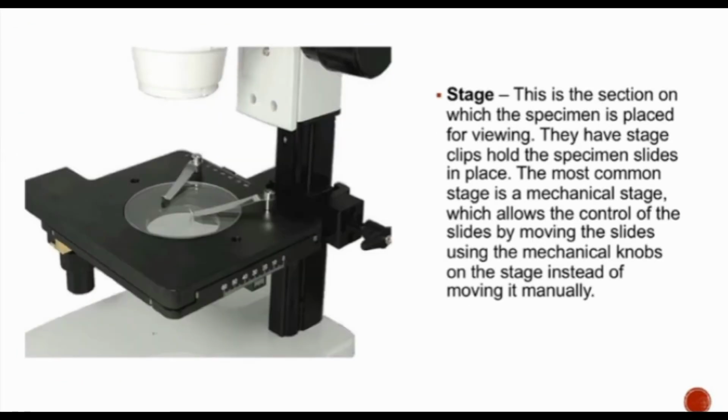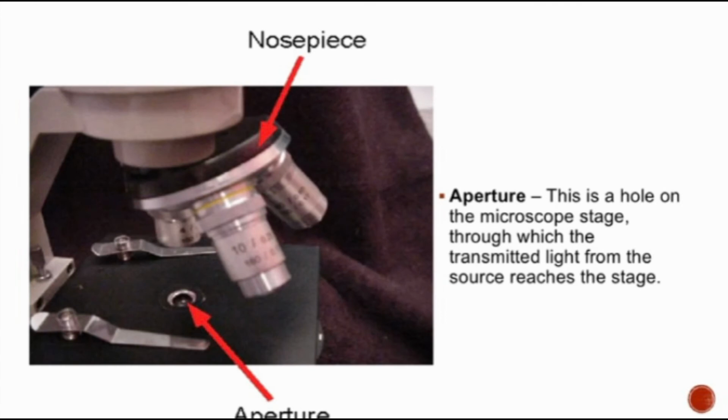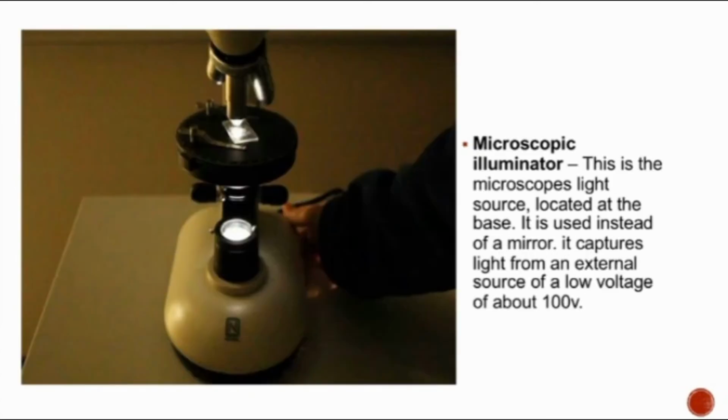Stage. This is the section in which the specimen is placed for viewing. They have stage clips to hold the specimen slides in place. The most common stage is a mechanical stage, which allows the control of the slides by moving them using the mechanical knobs on the stage instead of moving them manually. Next is the aperture. This is a hole on the microscope stage through which the transmitted light from the source reaches the stage.